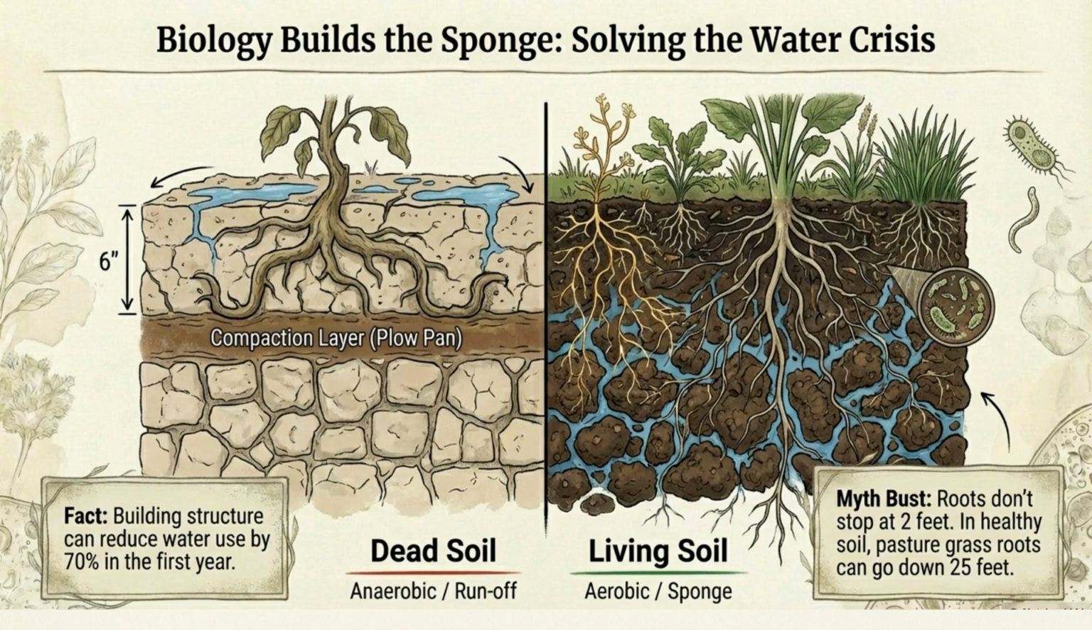Biology builds the sponge, solving the water crisis. Dead soil is compacted, leading to runoff. In contrast, living soil is aerobic and spongy, allowing water to infiltrate and roots to grow much deeper. Building soil structure can reduce water use by 70% in the first year.